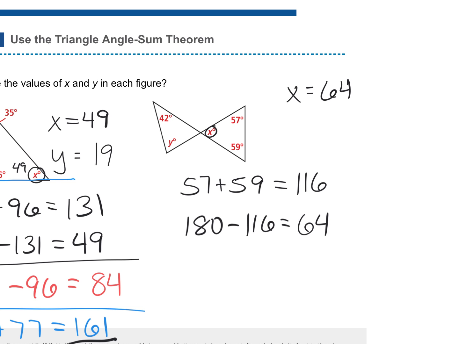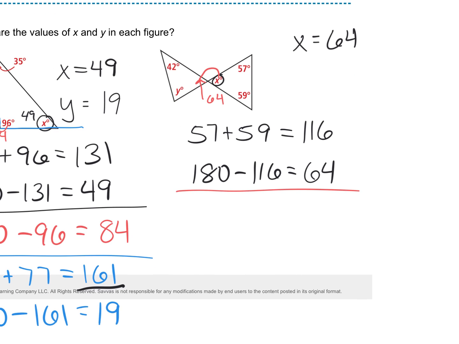Now we need to find Y. Ideas. Right, we have vertical angles here, right? Here and here. So we know vertical angles are equal or congruent. Okay, so we know this angle in here is 64 also. So now how can we find Y knowing that? Same process we just did, right? But with the other triangle.